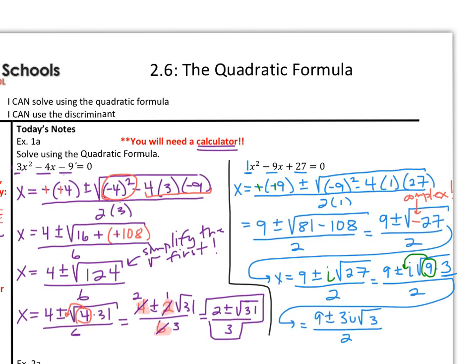From here, to try and reduce, again, we look at all the parts on the outside. We never reduce the inside of the square root at all. But when we have 9 and 3, but then divided by 2, there isn't a common factor with all 3 numbers. Therefore, our final answer is going to stick: 9 plus or minus 3i times the square root of 3, all over 2. Those are the 2 complex solutions for that quadratic function.